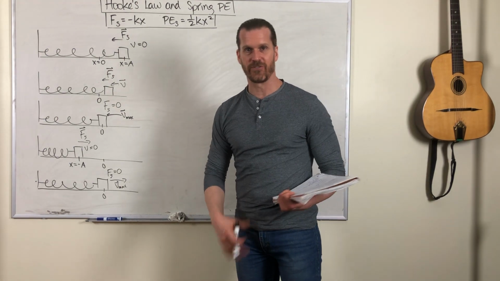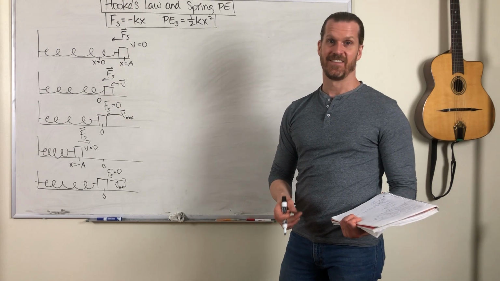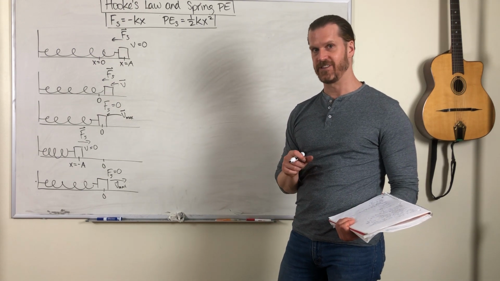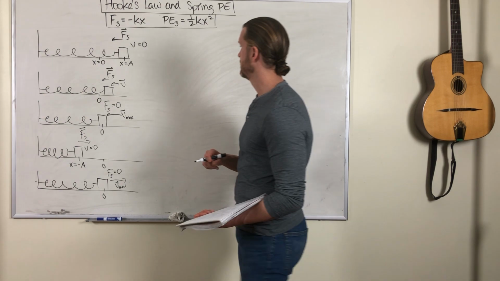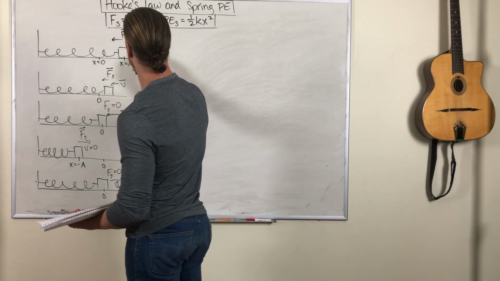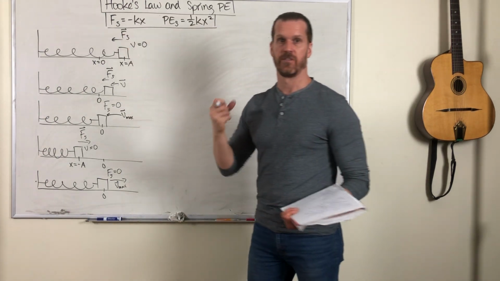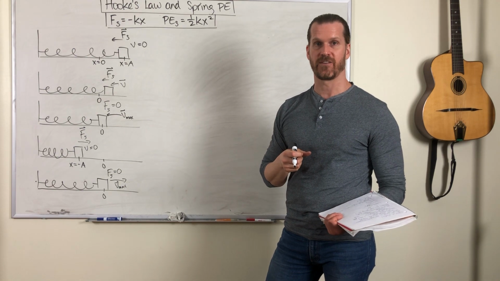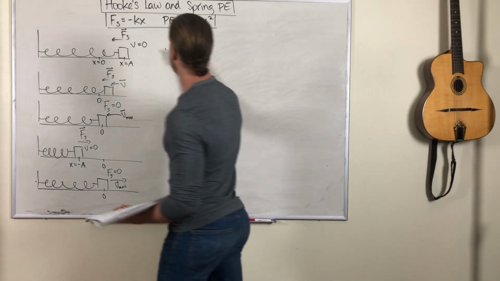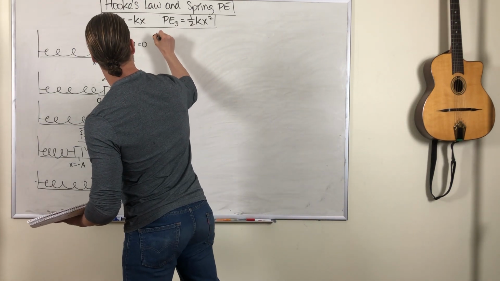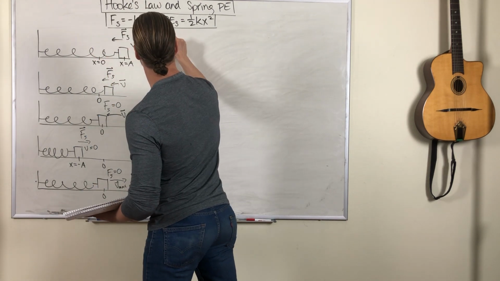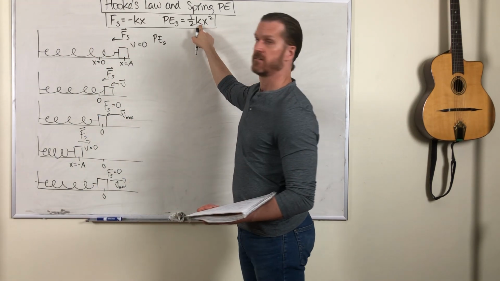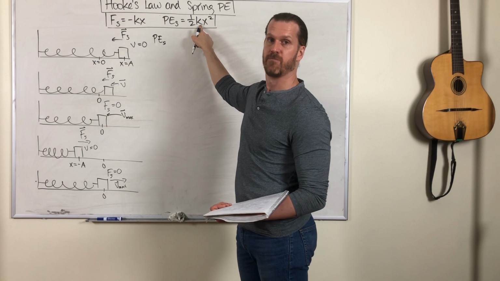Now let's look at all these pictures and think about the energy, kinetic energy and the potential energy. In the first picture, the spring is stretched to its maximum and it's stationary. So we have potential energy that's at its max.